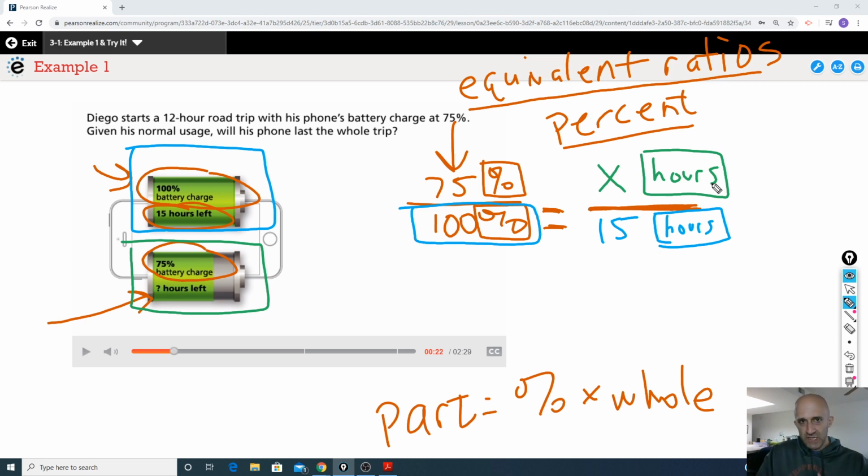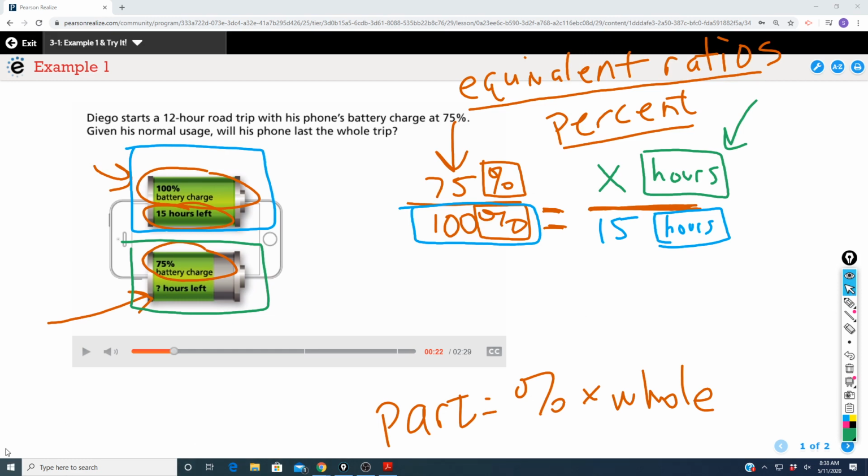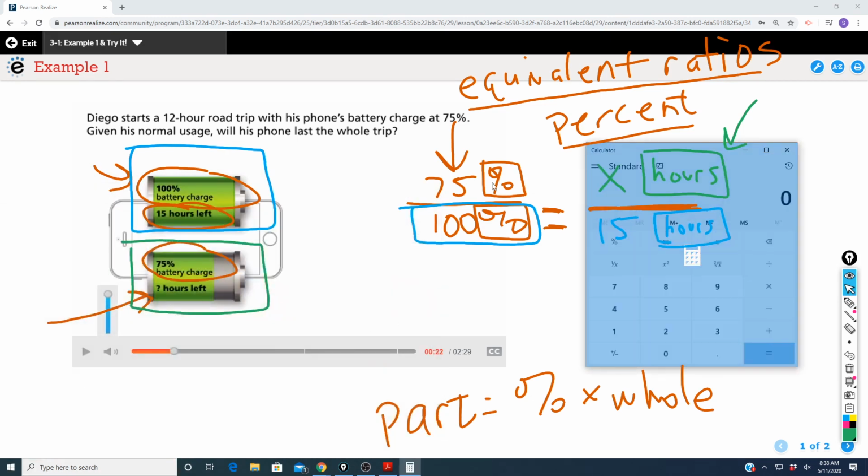This is what we're doing: setting up our two equivalent ratios, on the left and the right. But in this instance you're keeping the hours on the same side, and the percentages on the same side. You're keeping these things in the same part. So in this instance, we can then cross multiply and divide. That's the way I would do this.